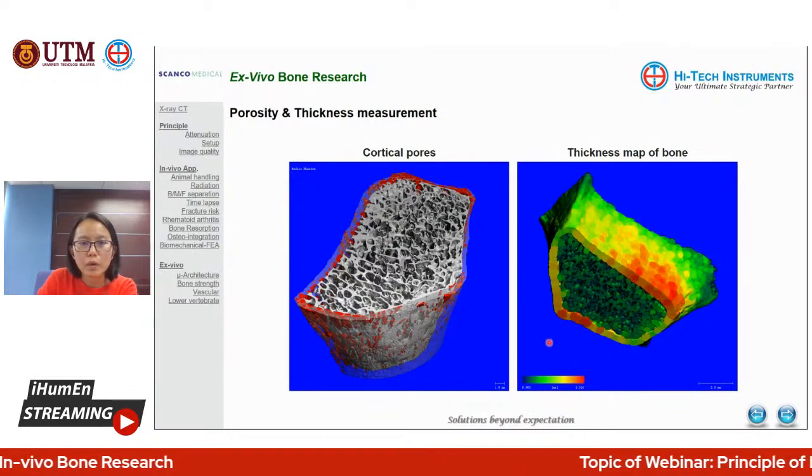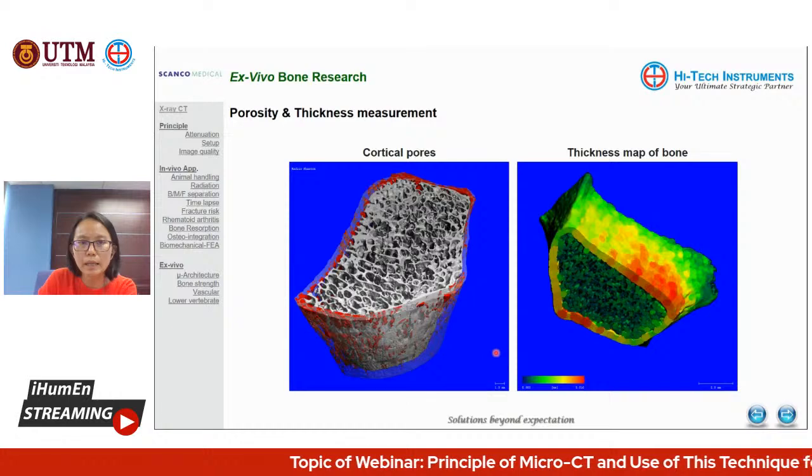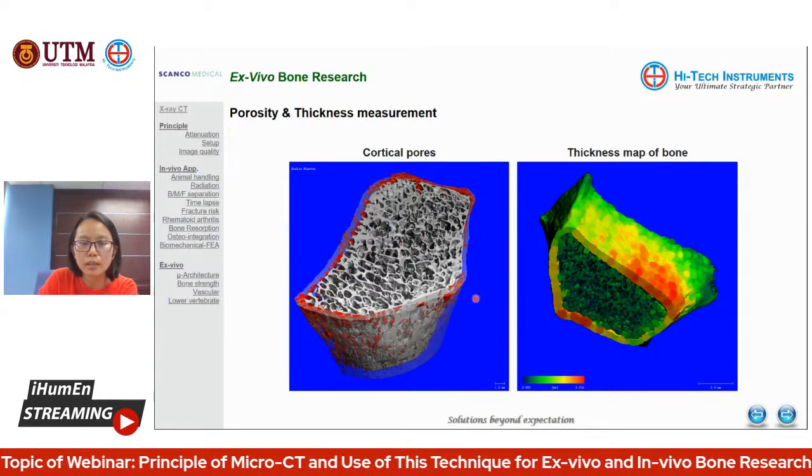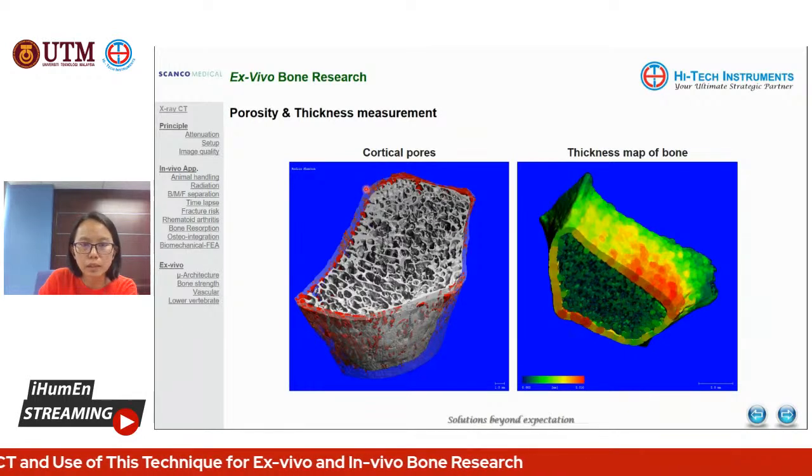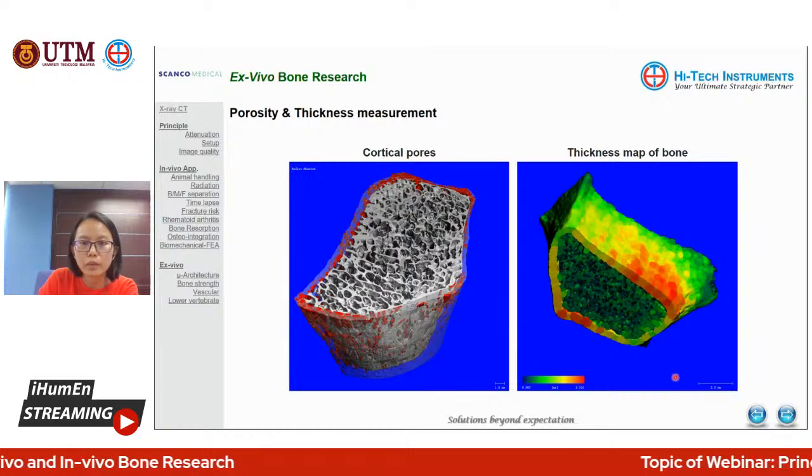Okay, so of course, similar to in vivo, we can do porosities and thickness measurement. So you can see the red color label here is representing the pores within the cortical layer. And here we are doing a thickness mapping of the whole bone, from the cortical and also the trabecular itself.